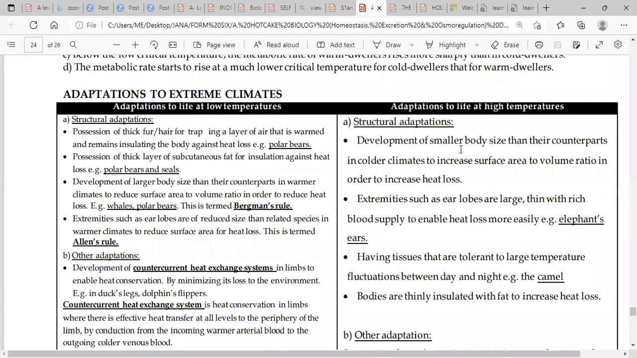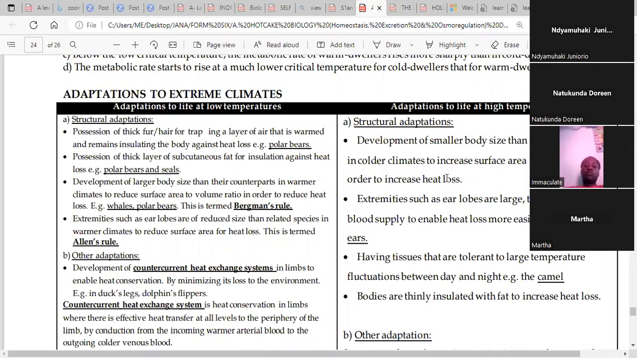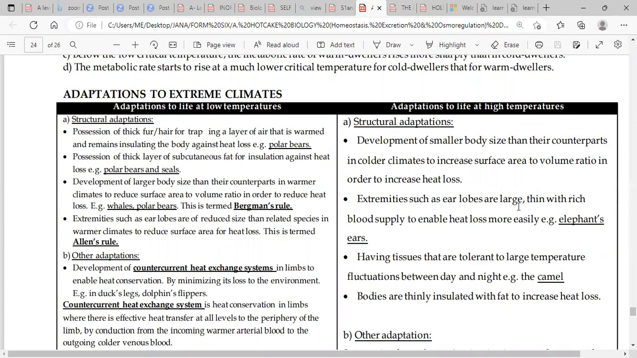That is, the fat deposition reduces. Once the fat deposition reduces, then these animals are able to tolerate large temperature fluctuations during the day and the night.